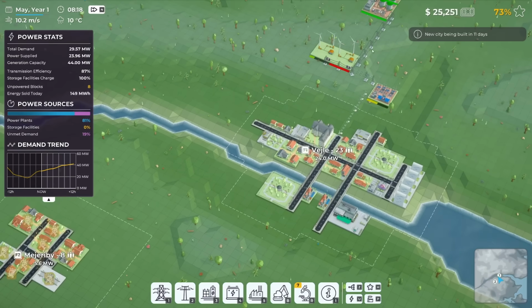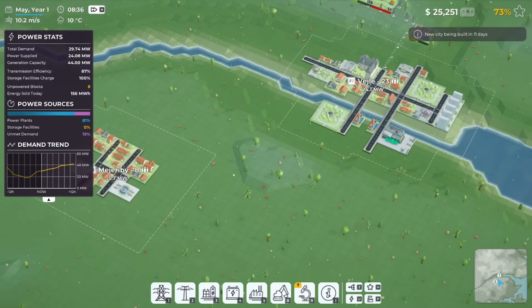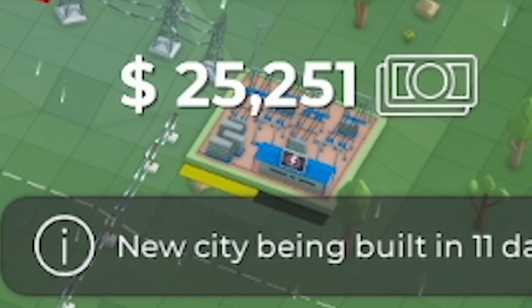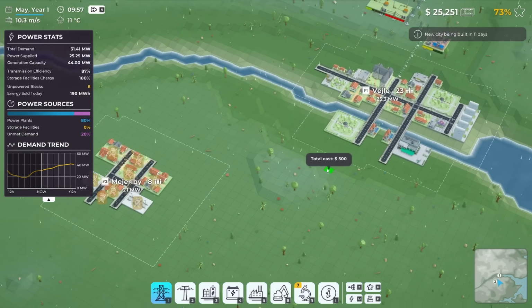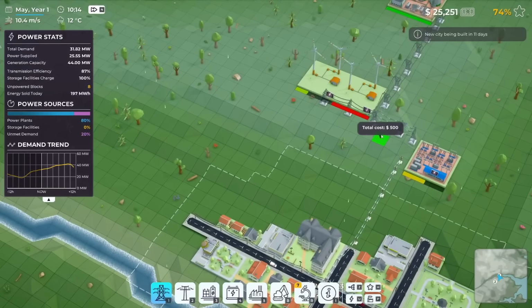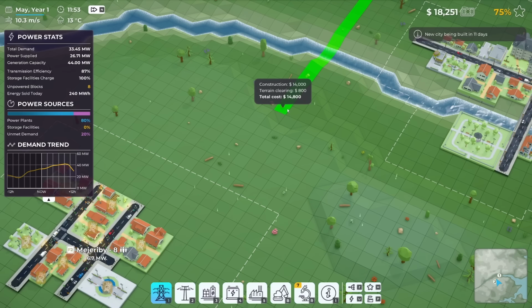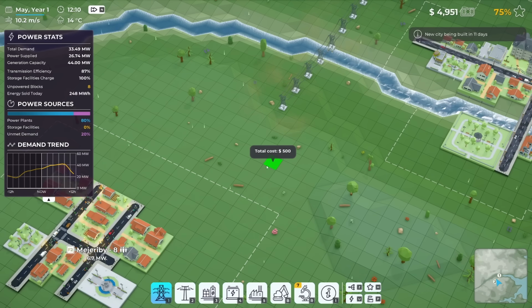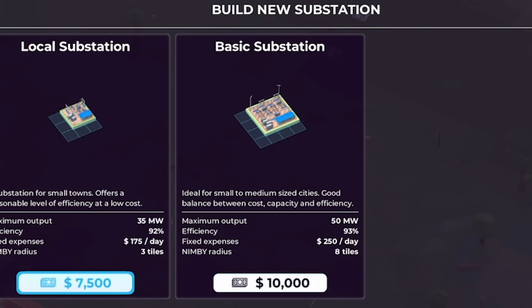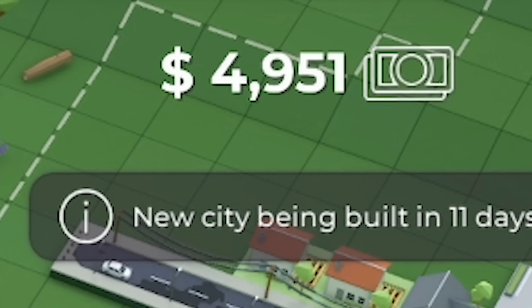Are we going to expand the network, or are we going to build them a new network? I'm not sure we can afford a new network, so I think we might expand. So we'll take a pylon from about there, come over this way. This is a lot of money. Oh goodness, I'm not sure I can even afford it. 10 grand for a substation. I can't afford it, guys.